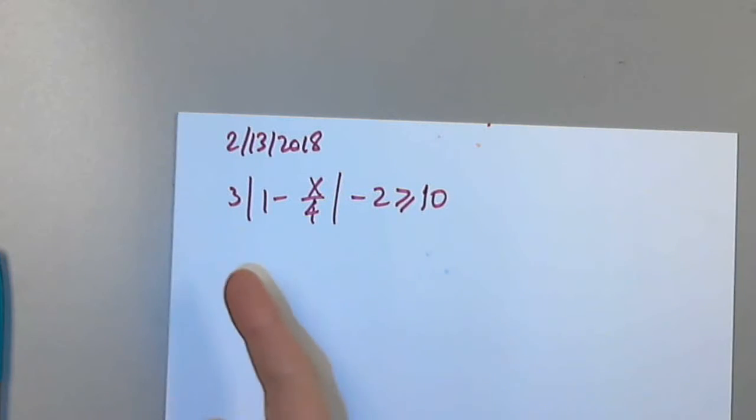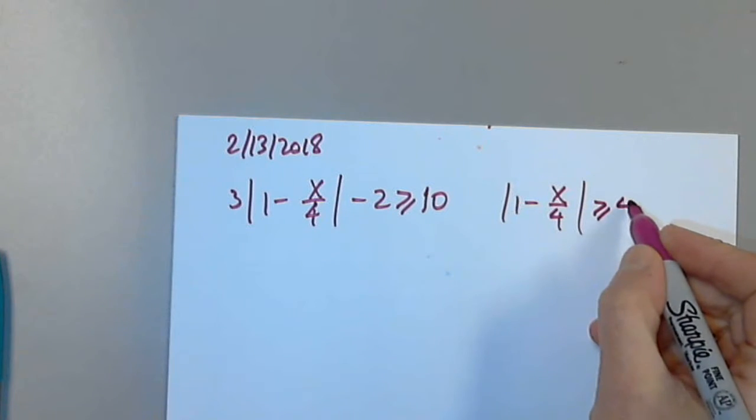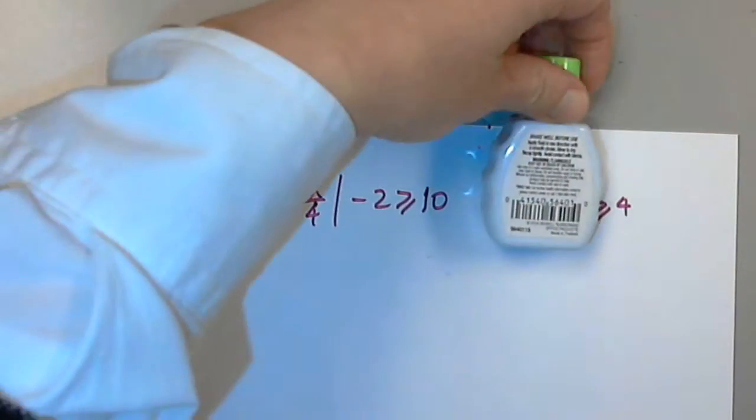When I add 2, I get 12. When I divide by 3, I get 4. So it changes into the absolute value of (1 minus x over 4) greater than or equal to 4. And now I have to remember that this is not a linear inequality. One more time, it's an absolute value inequality. I have to remember how to read it. And here's how I read it.